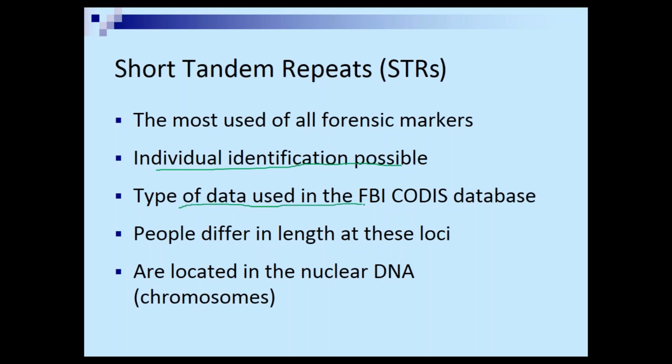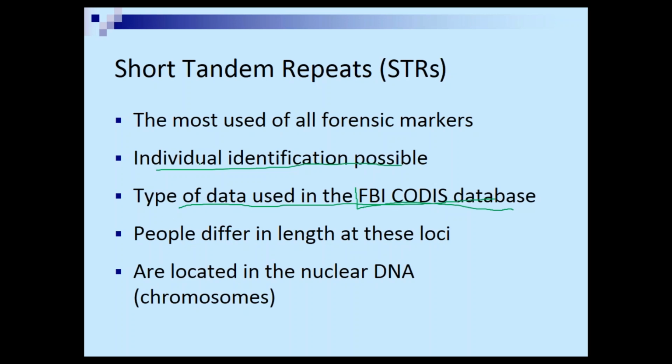These 13 pairs of numbers are what is uploaded into the FBI database. I'm saying 13 pairs of numbers, that's what's uploaded into the database. The profile that we saw before had 2 extra loci analyzed, so it had 2 extra pairs of numbers. And then also the biological sex is uploaded.